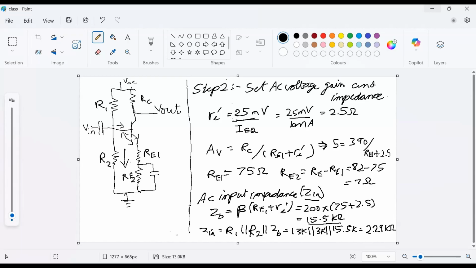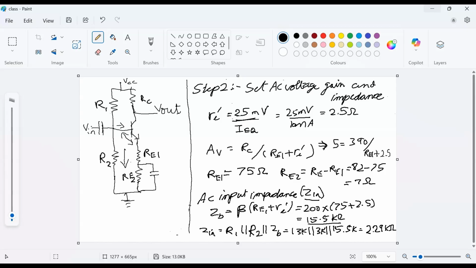So this type of RE1, RE2 division in the resistances is called emitter degeneration. We need to do this in order to ensure the stability of the amplifier and to provide the right gain. So once we calculate RE1 and RE2, the next step is to calculate the AC input impedance Zin.